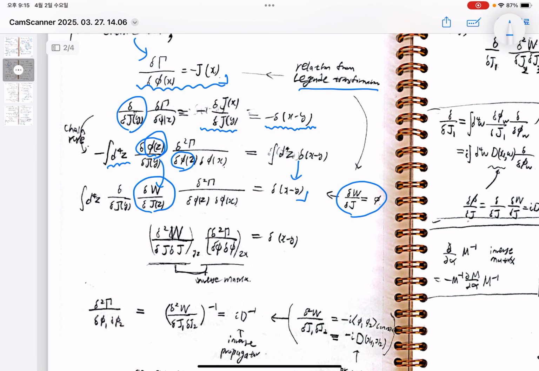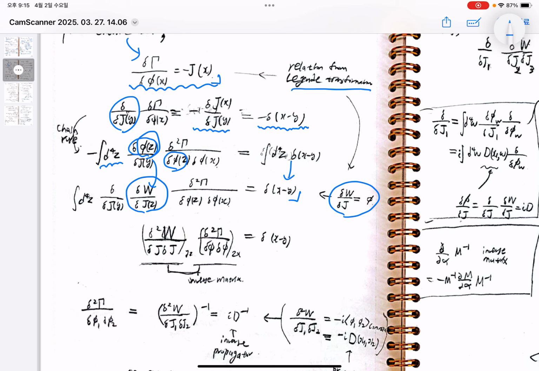So the point is that we use the properties of the transformations in two places here and here. These give the two terms: the second derivatives of the effective action and the second derivatives of the generating function of the connected diagrams about the source J. So those two second derivative terms have inverse relations in matrix form. This is the delta function here, and this is the general result in the Legendre transformation.